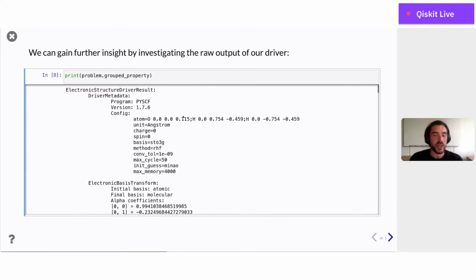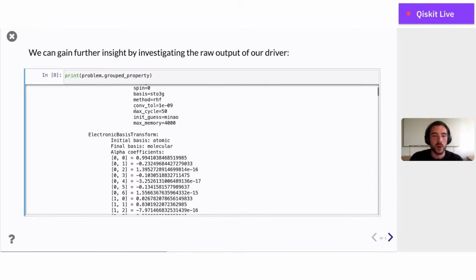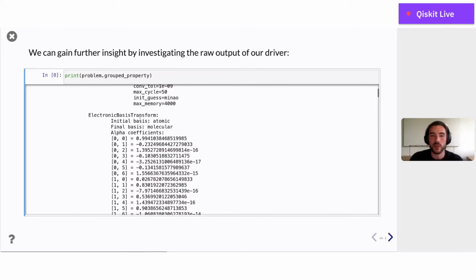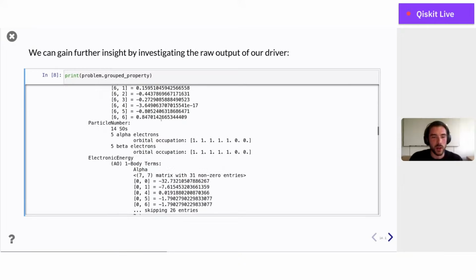Now, we can also check even more properties which are contained in this problem. And that's by inspecting this grouped electronic property, which was internally returned by the driver. And we can investigate that by printing the group property of the problem, where we get actually a huge number of information. So first of all, we have the driver metadata, which tells us what driver we have used. We get an electronic basis transform, which allows us to transform between the atomic and molecular basis set, which I will get to in a second. As you can see, that is quite long.